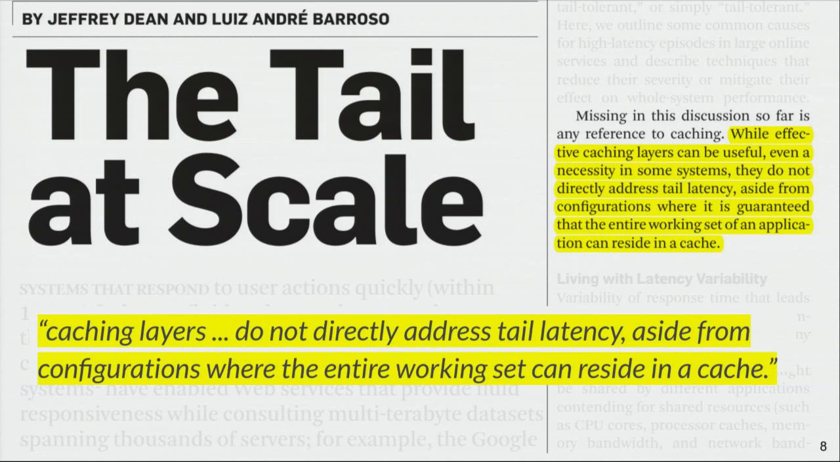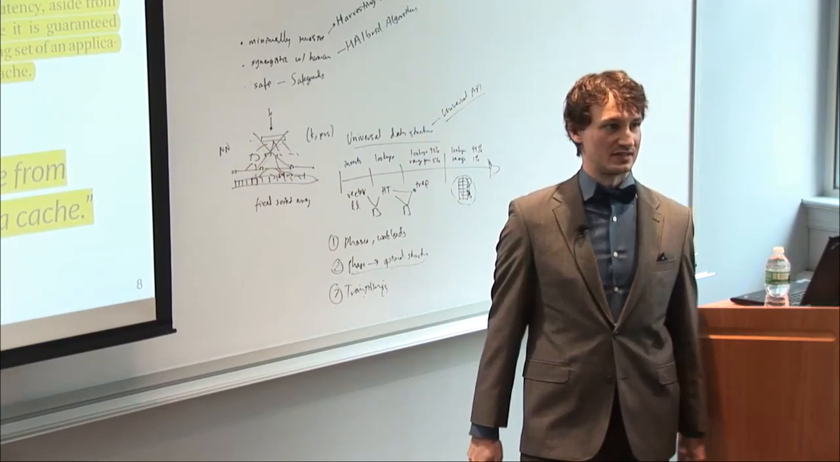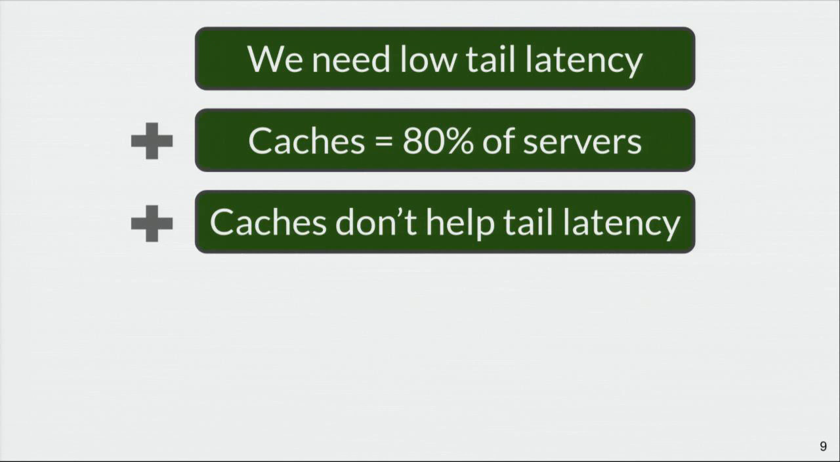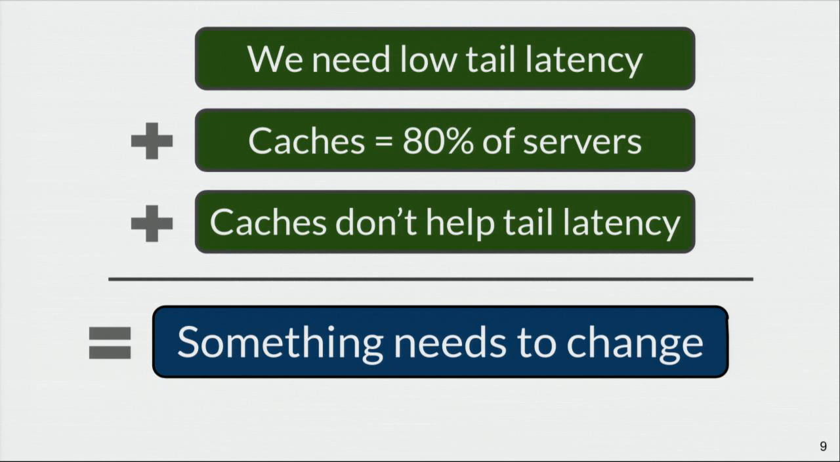This is the belief in the community when I started my PhD. People believe caches don't help high latency. Now, if we sum this all together, we establish that we need low tail latency. Caches are basically the majority of the infrastructure cost, and yet caches don't even help tail latency. So something doesn't add up here, right? Something needs to change. And so what I worked on in my dissertation work is that assumption.